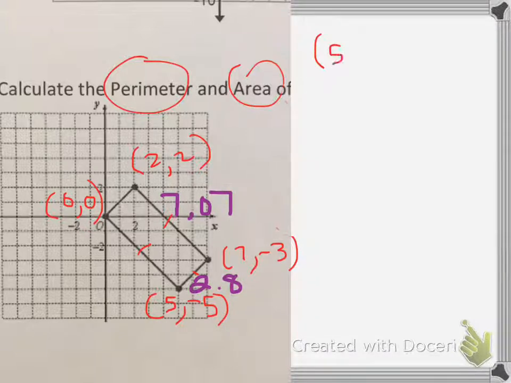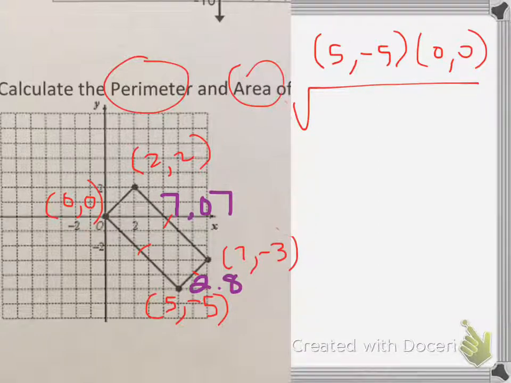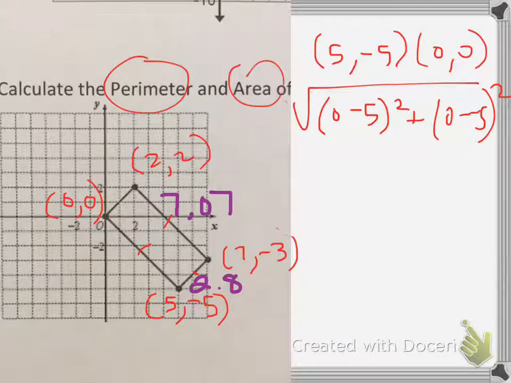So let's really quick do those ordered pairs, 5, negative 5, and 0, 0. And if it comes out to be 7.07, then that'll be nice, but maybe it won't. I don't know. Hopefully it's a rectangle. So we're going to go 0 minus 5 squared plus 0 minus negative 5 squared. Punch that in your calculator. When I do that, I get 7.07. That is a happy day.